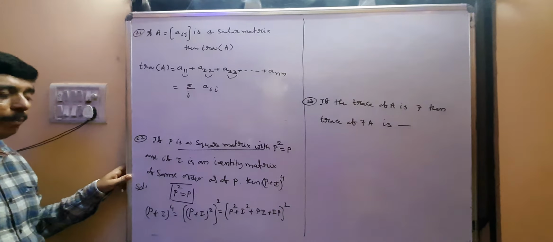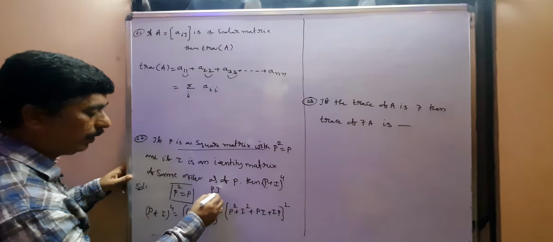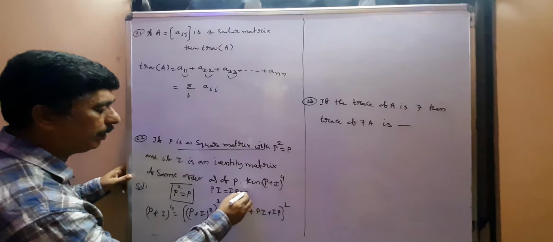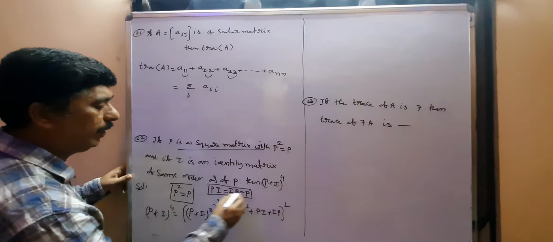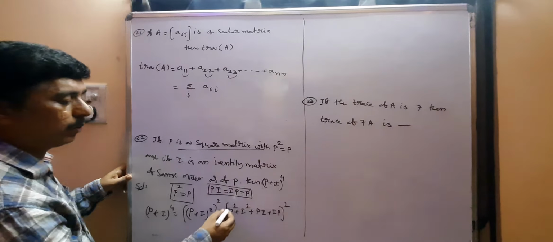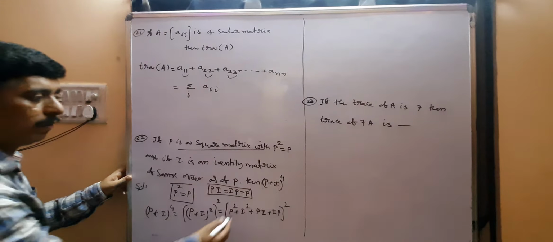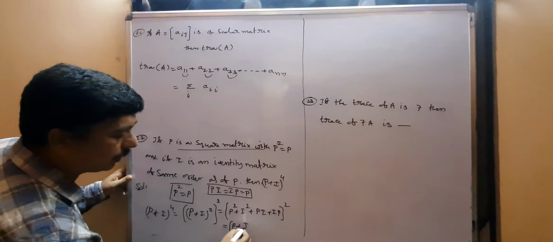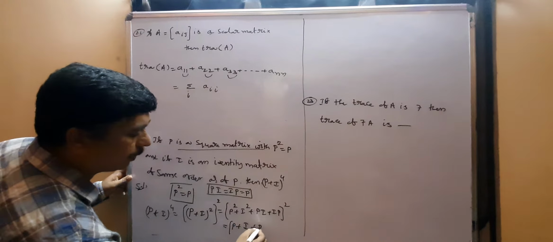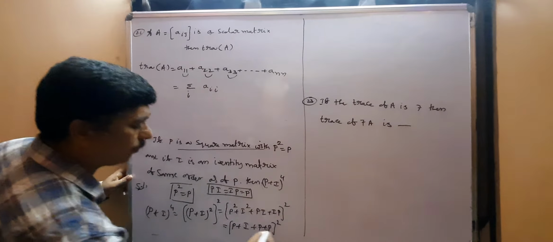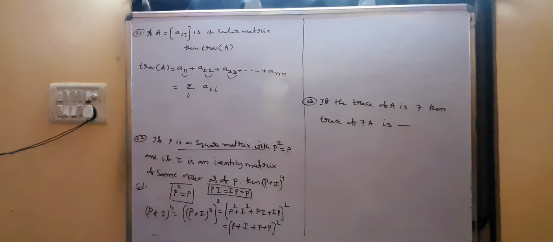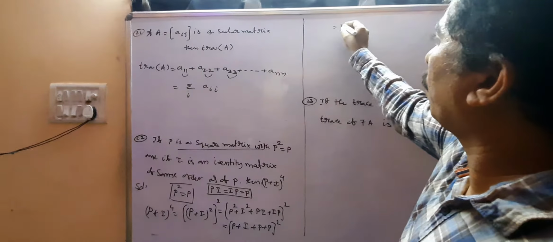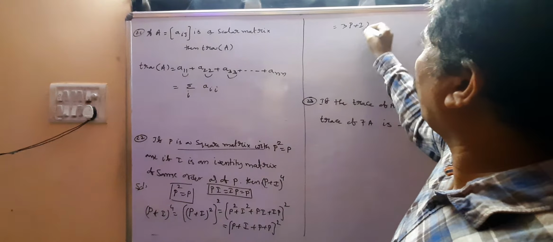So PI and IP both are the same. PI equals IP equals P, since P into the identity matrix equals identity into P equals P. Finally, P square value is already P. I square is I. So this is P plus P plus I, that is finally 3P plus I whole square.